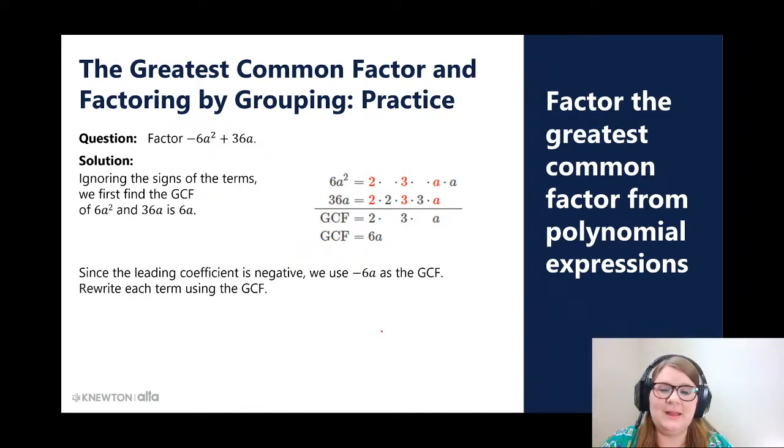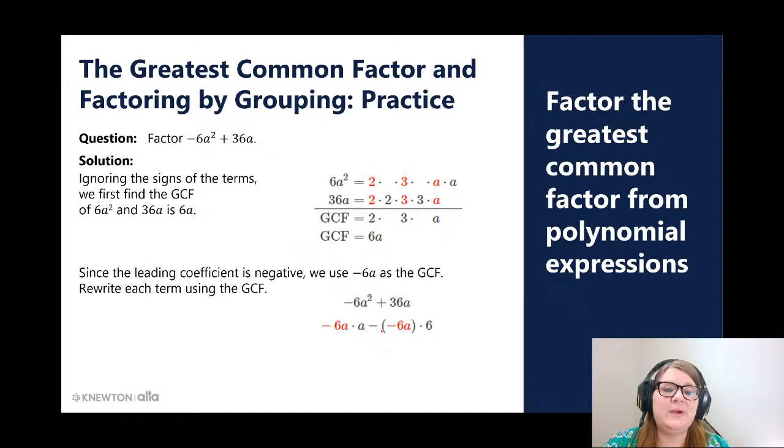However, now that I am through that part, I'm going to go back to my original polynomial and I'm going to look at it. I'm going to notice that my leading coefficient was really a negative 6. So because my leading coefficient is negative, I will also include a negative in what I factor out. So instead of just doing 6a, I'm going to factor out negative 6a.